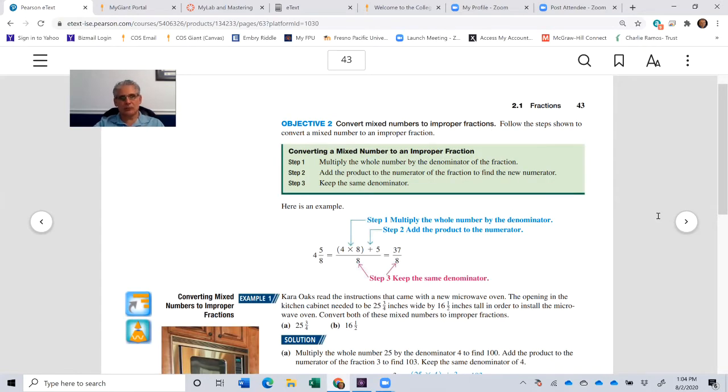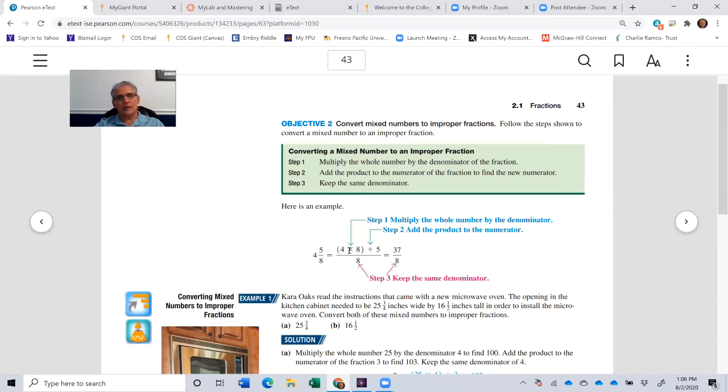Often we come across a situation where we need to convert a mixed number to an improper fraction. So as an example here, there are 3 steps associated with converting a mixed number to an improper fraction. The first step is to multiply the whole number by the denominator of the fraction. In this example here, the denominator is the 8. 4 times 8, and then we're going to add the numerator. So 4 times 8 is 32, plus the 5 gives us a total of 37, and then we're just going to carry over the denominator from the fraction.